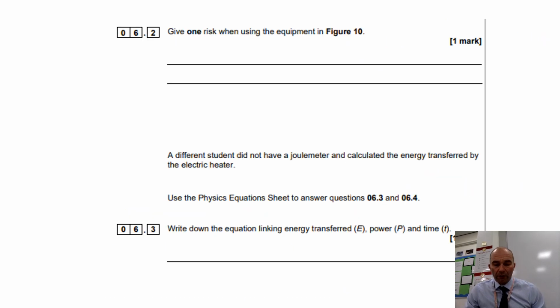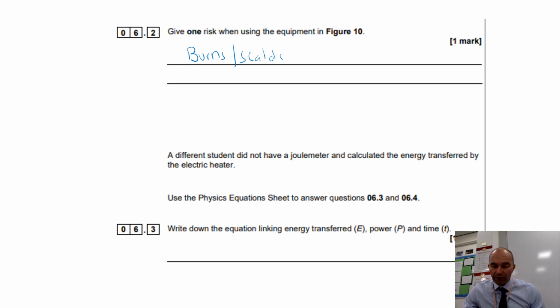Alright, so 6.2, we need to give one risk when using the equipment in figure 10. The best one to go for is burns or scalds. Remember here we're talking about the actual risk, not the hazard. So we're not talking about hot oil, which would be the hazard. It's the risk, what could potentially happen to it. And burning or getting scalded is the most likely thing.